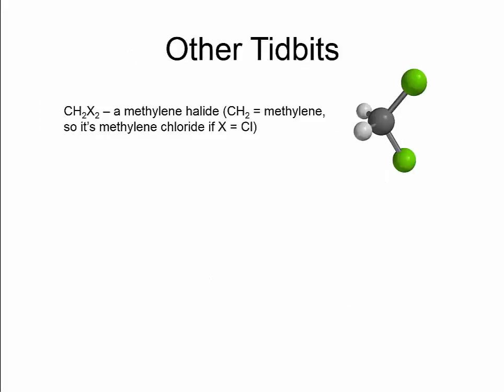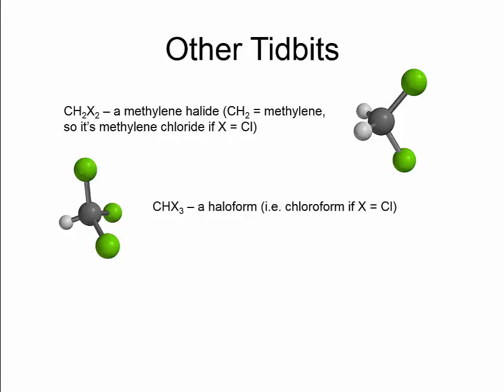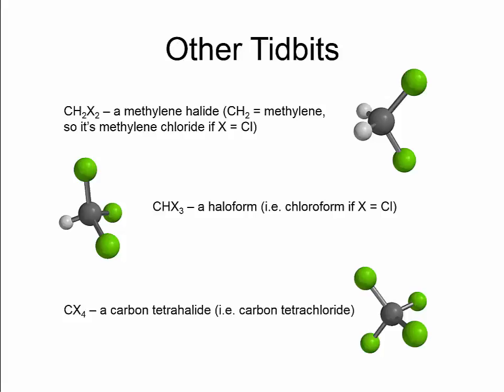Some other tidbits regarding nomenclature. If you have a structure of CH2X2, you have a methylene halide. The CH2 group is a methylene group. So if you had chlorine as your halogen, you would have methylene chloride. It is a common solvent in the organic lab. If you have CHX3, it's a haloform. Chloroform is shown on the screen. Chloroform is also a common solvent in the organic lab, and deuterated chloroform, CDCl3, is a common solvent for NMR spectroscopy. Carbon tetrahalide, like carbon tetrachloride, is the CX4 molecule.